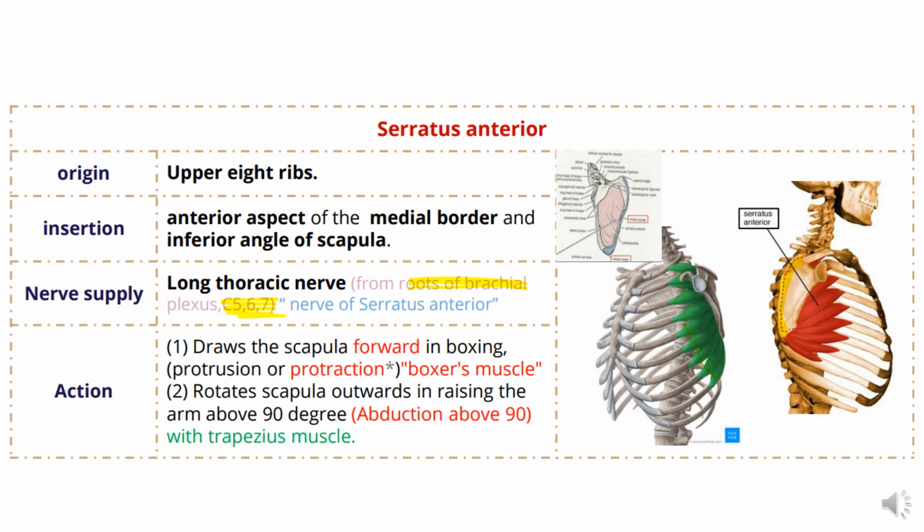Now the action of the serratus anterior muscle: it draws the scapula forward, as in boxing. So it is also known as the boxer muscle. So when a question comes that asks for the origin, insertion, nerve supply and action of the boxer muscle, you can write the origin, insertion, nerve supply and action of serratus anterior. It also rotates the scapula outward in raising the arm above 90 degrees. So it does abduction above 90 degrees with the trapezius muscle.